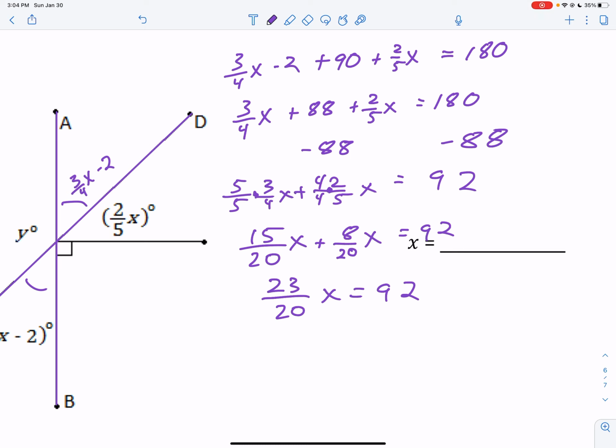So we could either multiply both sides here by the reciprocal, that works, or we can multiply both sides by 20. You can do a two-step process to get 23x equals, you could work out 92 times 20, get a number, and then divide it by 23. If you want to throw this into a calculator and just do the steps that way, go ahead. But me, personally, I really like to represent 92.